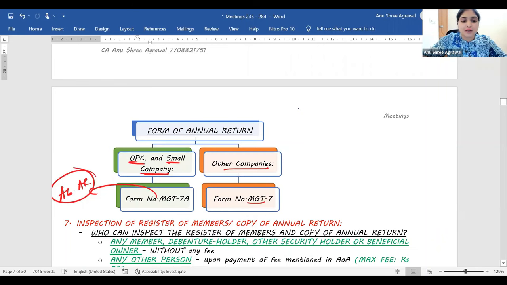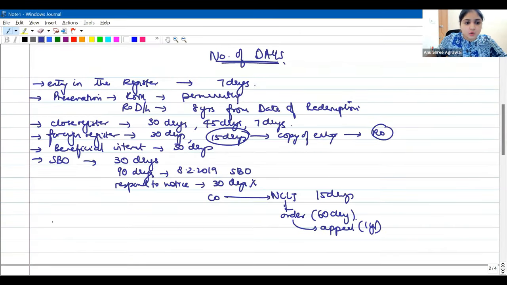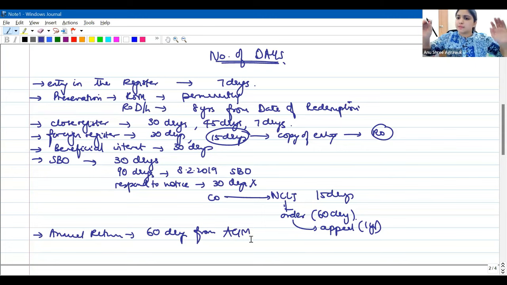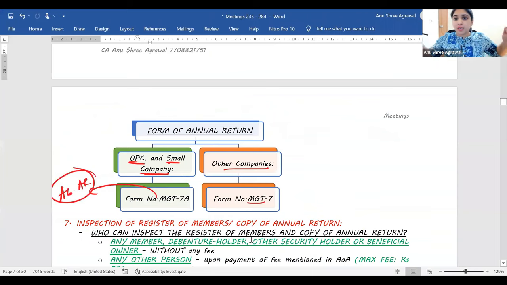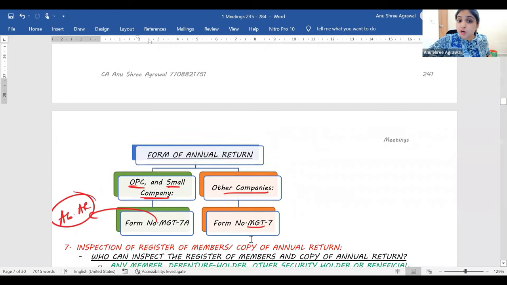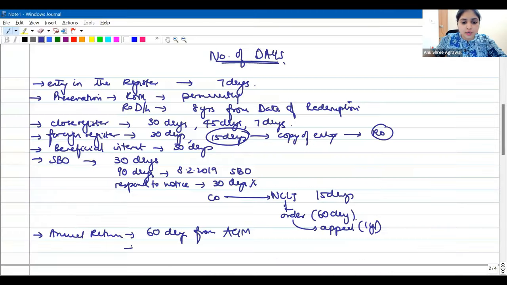Okay, so what is one more time limit that we just learned? For annual return, we are supposed to file the annual return with the ROC within 60 days. Within 60 days from when? Within 60 days from AGM. What if AGM is not held? Within 60 days from the last day on which AGM should have been held. Got it, guys? Yes, annual return I will preserve for how long? Annual return preservation is going to happen for 8 years.